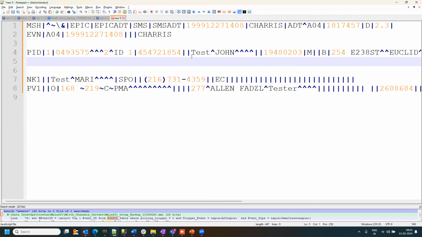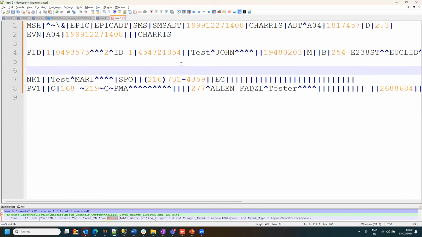Okay. For example, if you look at this here, test John, basically it's the name of the patient. If you see here, you have the patient's date of birth. Now, if you look at this and try to count the position where it is present, you have field number 1, field number 2, field number 3, field number 4, and field number 5. Right? So in that way, there is something called field positioning.